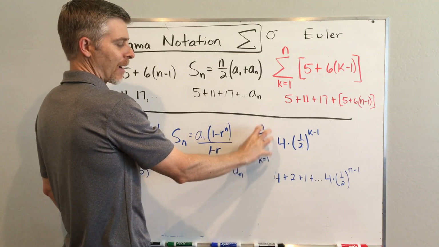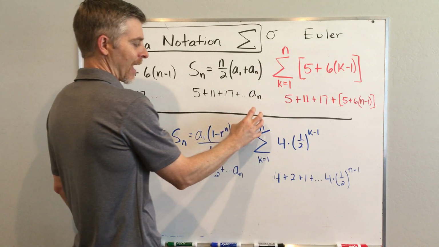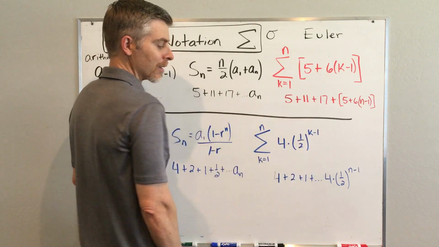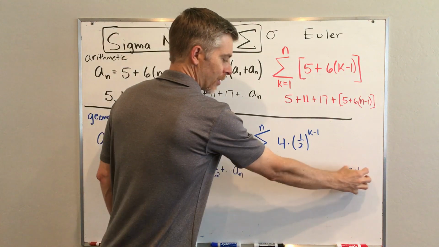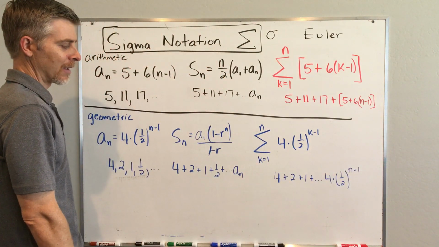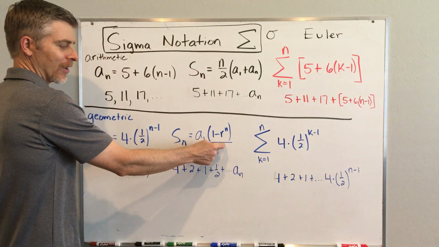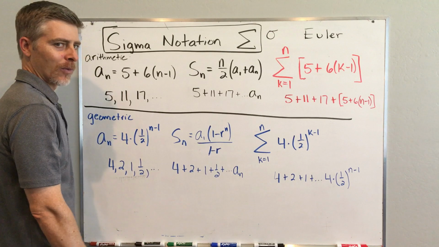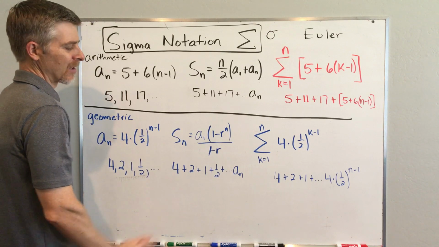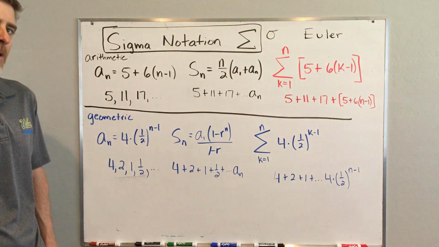So whatever's on top of the sigma is the last number that you're going to plug into the formula. Then once you have all your numbers, you add them all together. Well, the easiest way to add all these numbers together is actually to use this formula. So it's just one more way to talk about sequences and series.